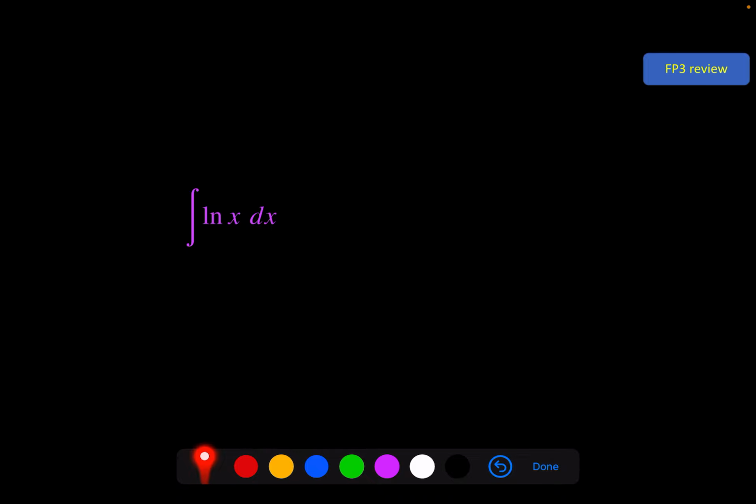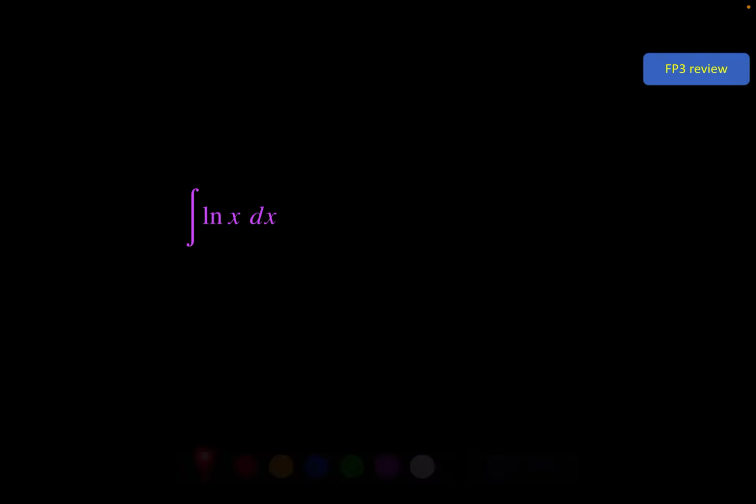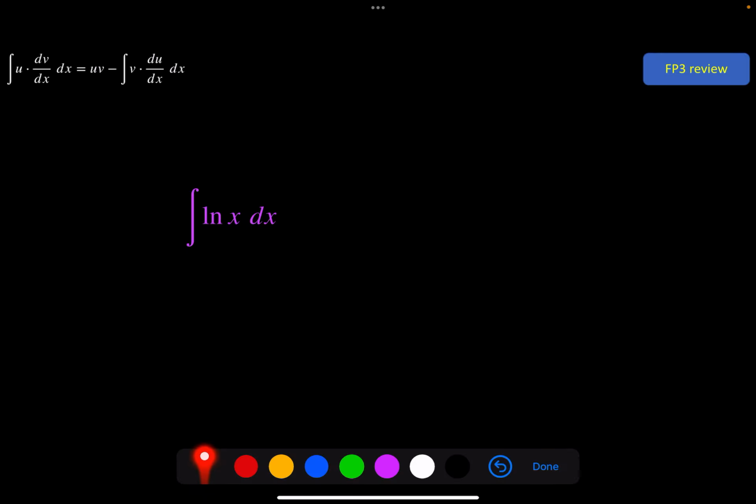To do this, we're going to need to remember how to integrate by parts, and that's using this formula in the formula booklet. But this is usually applied to a product, as you can see here, something times by something. So there's a sneaky trick. In order to do this, we can consider this as being 1 times log of x.